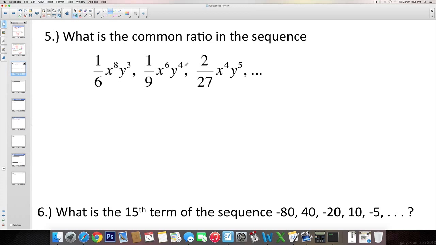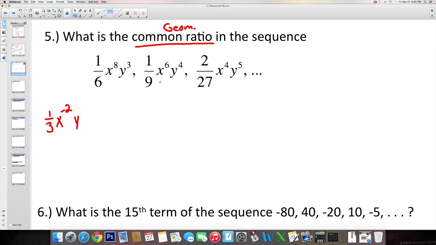Question 5 asks for the common ratio. So when we're dealing with a common ratio, that's a geometric sequence. Taking a look at this might be harder to realize what we're multiplying by, but from 1/6 to 1/9 to 2/27, that's going to be 1/3. X to the 8th, x to the 6th, that's x to the -2nd. We're going down 2 exponents. Y to the 3rd, y to the 4th, well, we're multiplying by y.